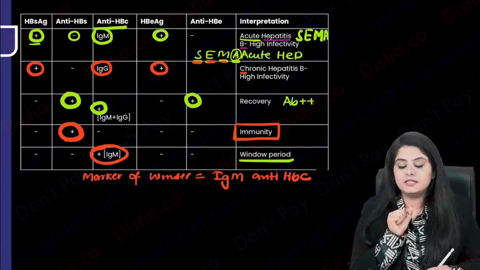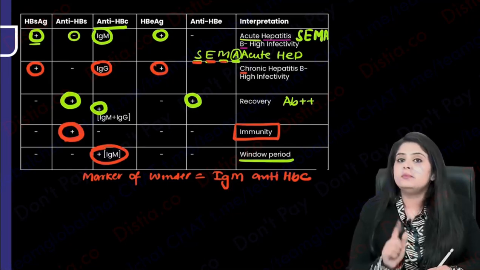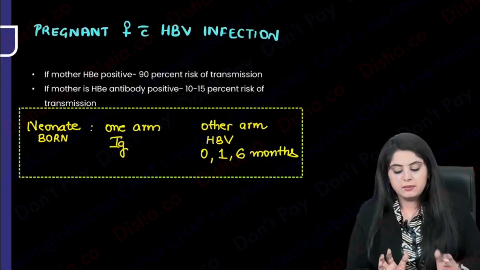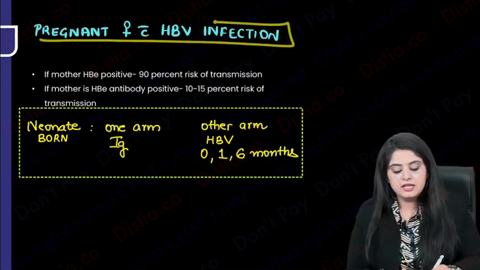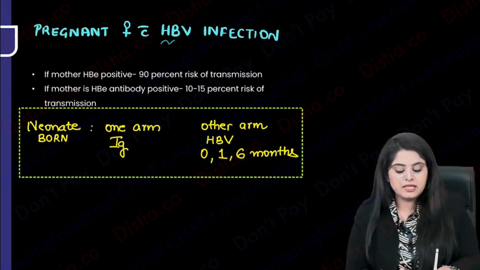However, we're forgetting one thing. What if hepatitis B infection happens in a pregnant lady? How are you going to deal with that? And what vaccine are you talking about? So if hepatitis occurs in a pregnant lady, you have to look out for what actually, you know. Hepatitis, of course, you will find out.